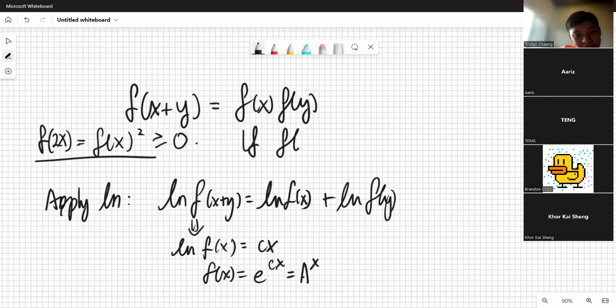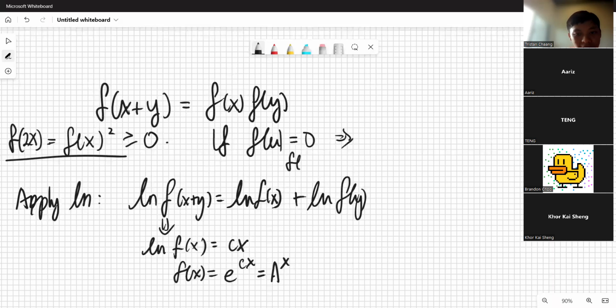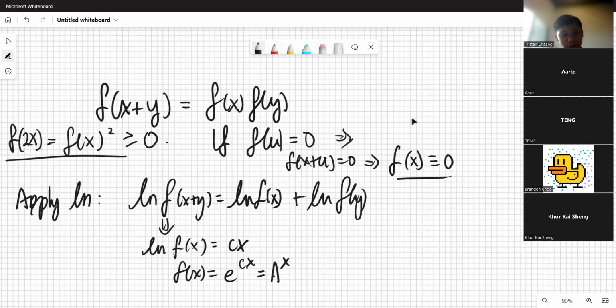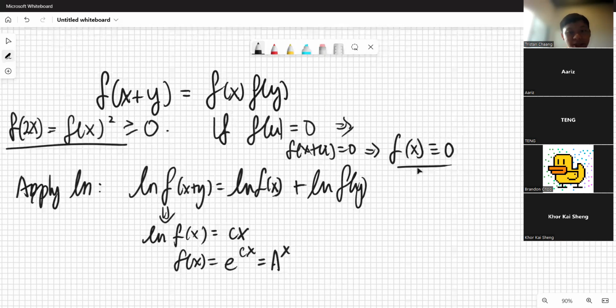If some number happens to be exactly 0, then f(x + a) equals 0. That means f(x) is identically 0. So we have this case to make sure. We have to make sure, and indeed it's important. As you can see, it generated a new solution here.